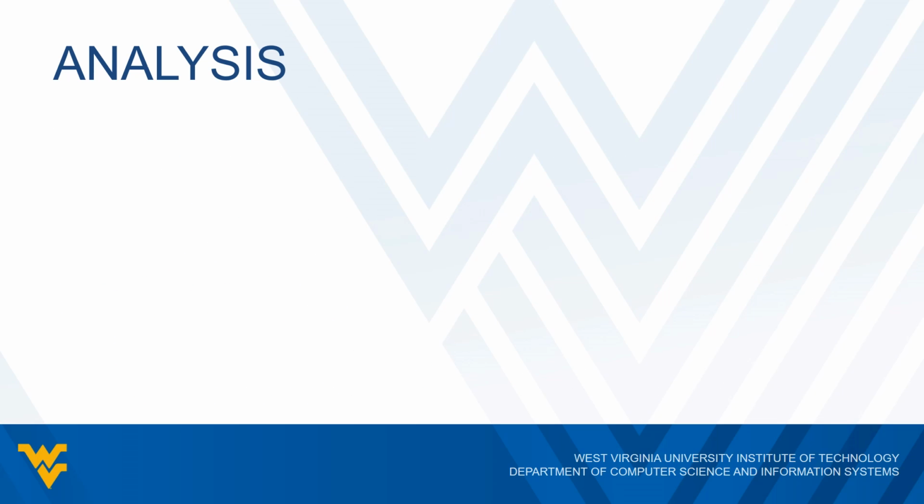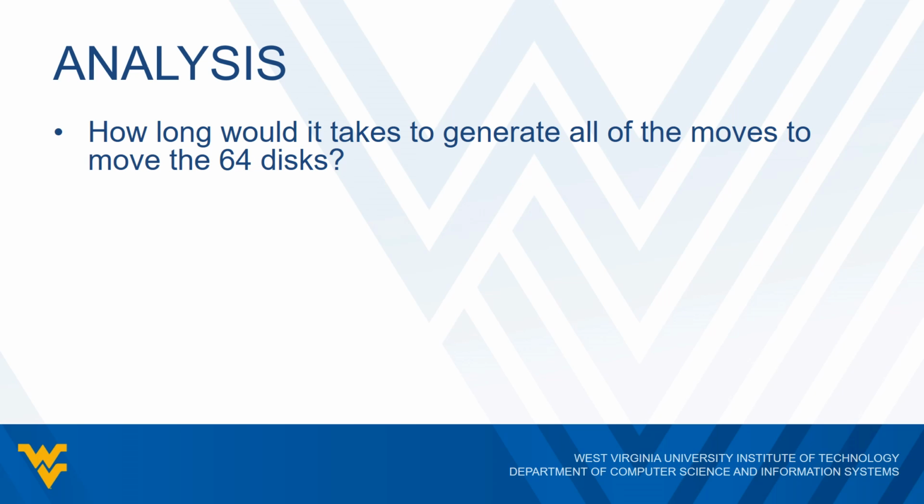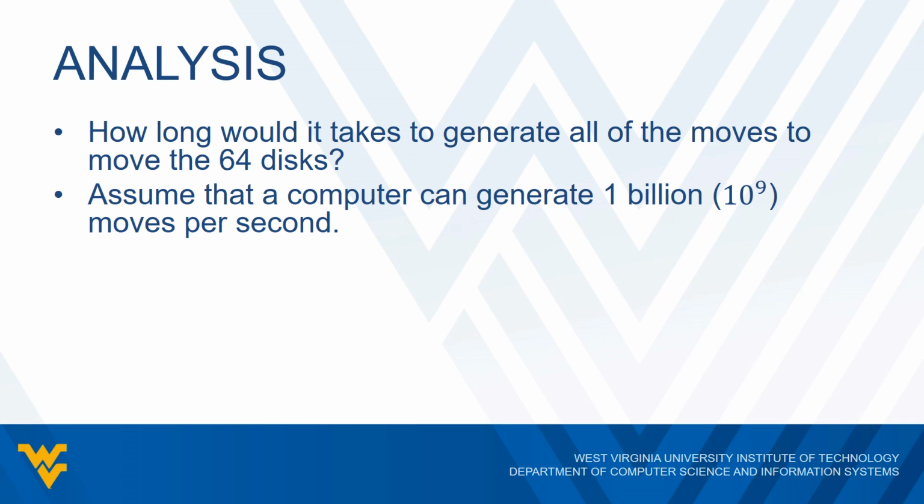Okay, so we know the universe is not going to be coming to an end anytime soon. That's great to hear. So here's another question to ask. How long would it take for a computer to generate all the moves to move the 64 disks? You might think, well, it shouldn't take too long, right? Well, let's just make a couple assumptions here. Let's assume that a computer can generate 1 billion moves every second. So that's 10 power 9 moves every single second.